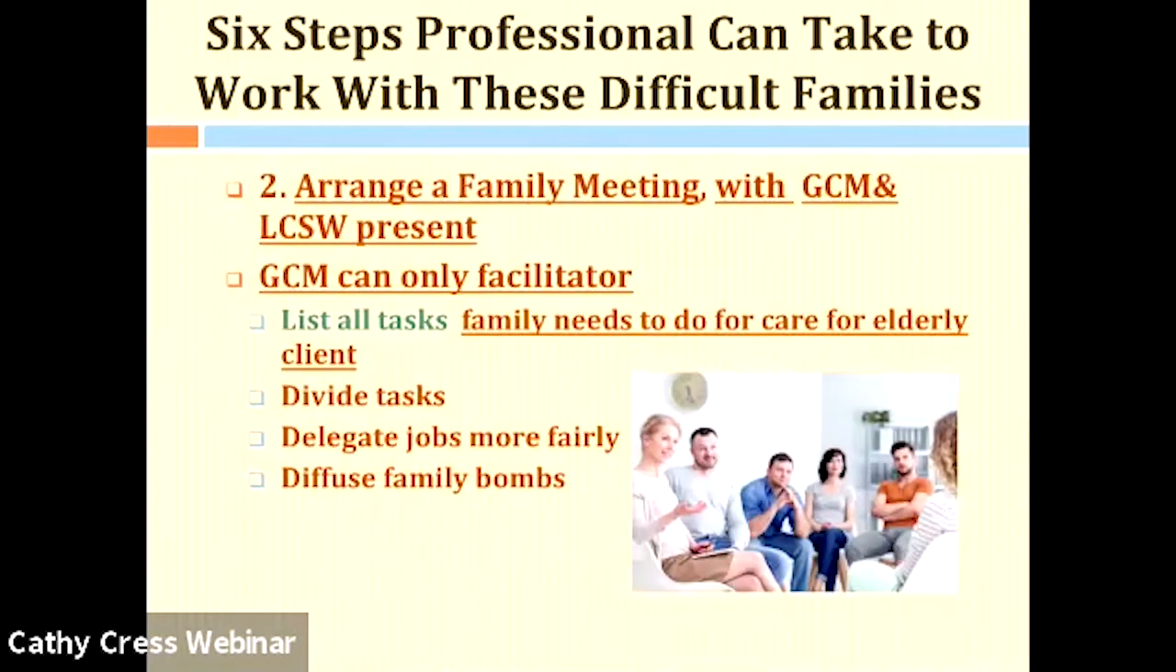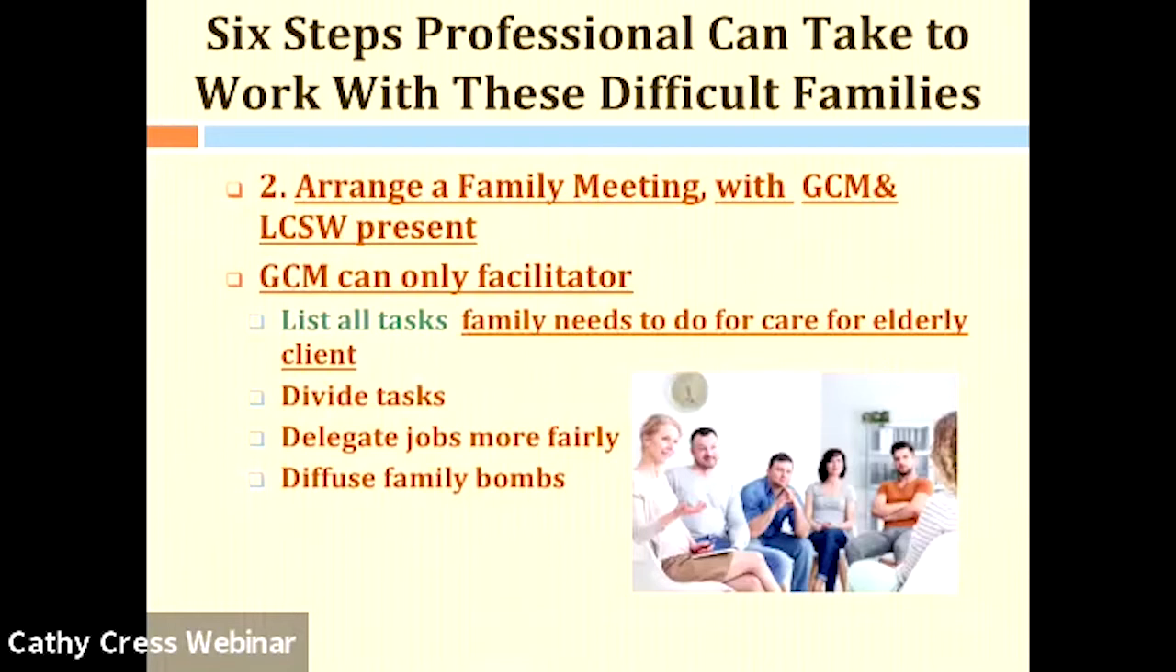Another tool is arranging a family meeting. And family meetings are really, really important, and it takes a lot of skill to do them. A care manager can be a facilitator. They can't be a mediator. But you can facilitate a family meeting with a dysfunctional family if they're not, as Bunny Didma says, so stuck that you're not going to be able to change them at all.